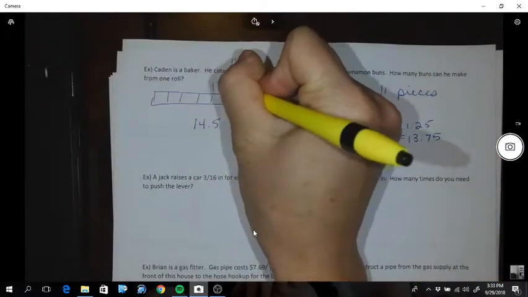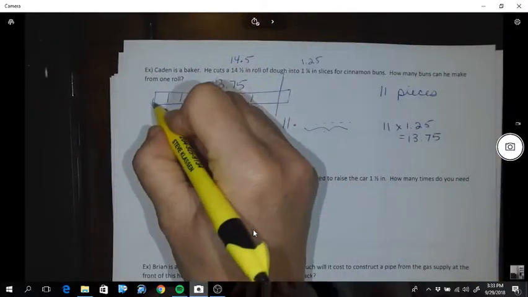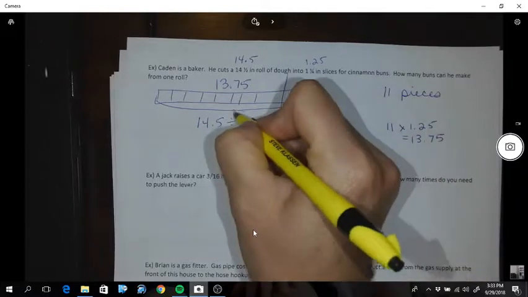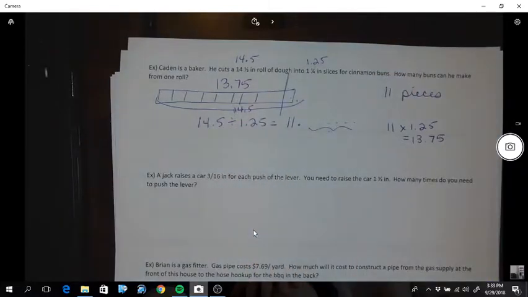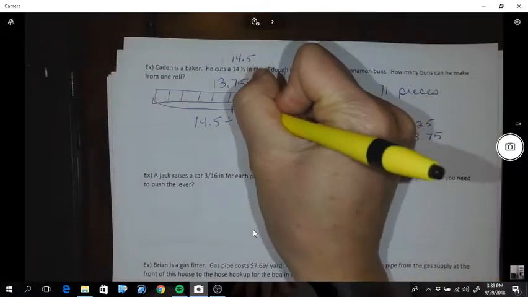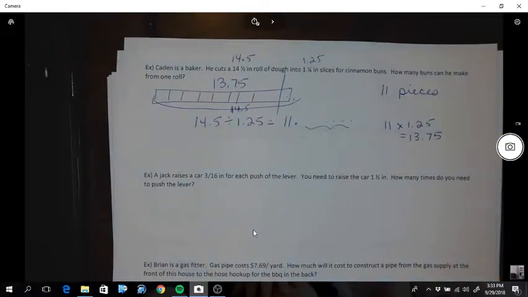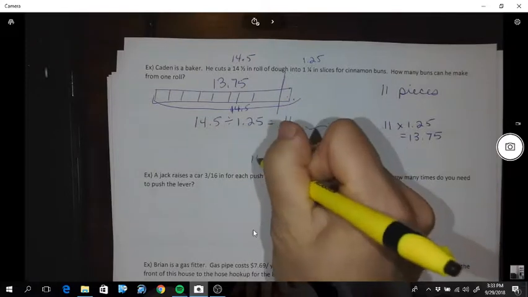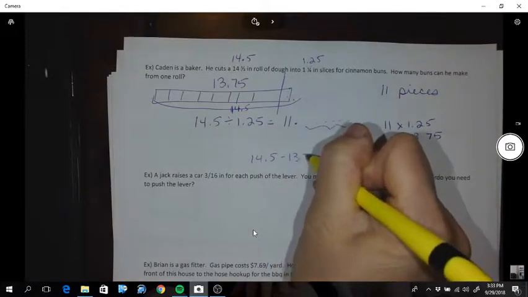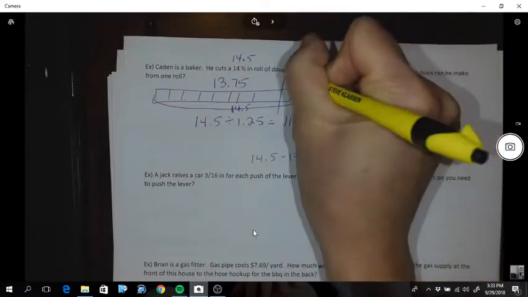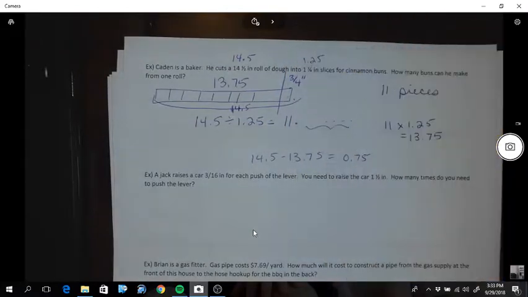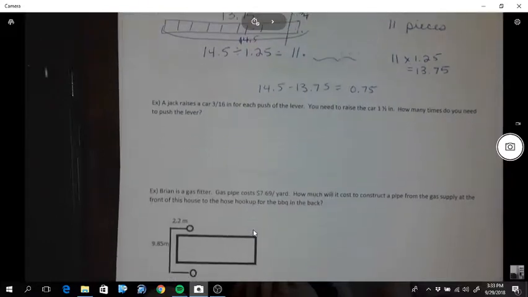So you use 13.75. The whole thing was 14.5. How much is left over? So you can subtract 14.5 minus 13.75, and you end up with 0.75. So there is 3/4 of an inch left over.